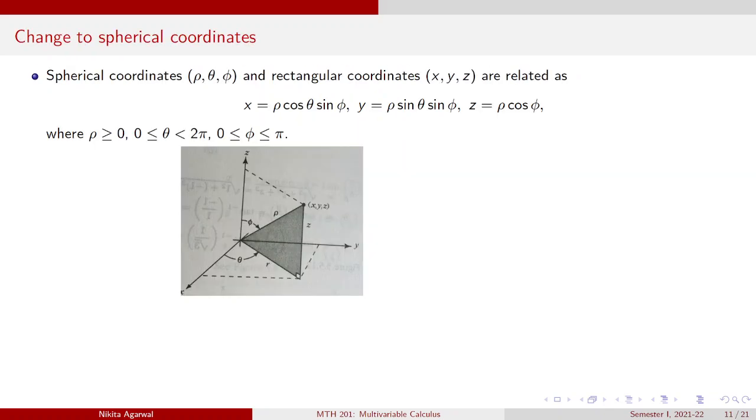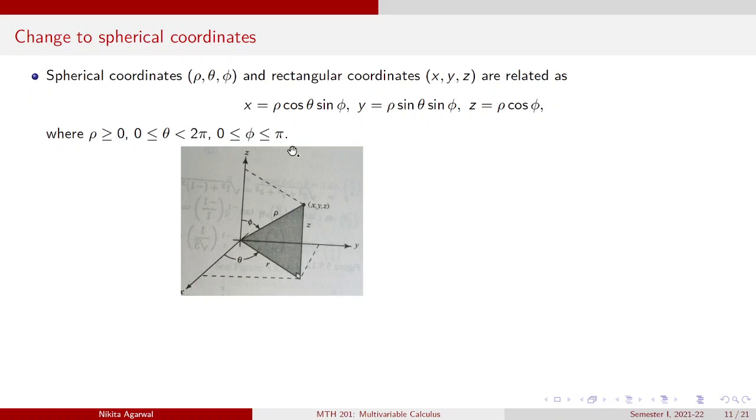Now let us look at the third kind of change of variables, which is called change to spherical coordinates. So spherical coordinates are also a change of variables of R3, from rectangular coordinates x, y, z, to rho, theta and phi. And this is the relationship. x is equal to rho cos theta sin phi, y is equal to rho sin theta sin phi, and z is equal to rho cos phi, where rho is greater than or equal to 0, theta goes from 0 to 2 pi, and phi goes from 0 to pi.